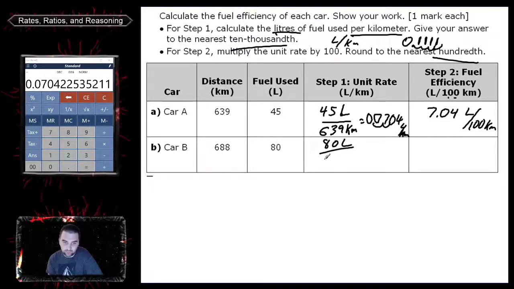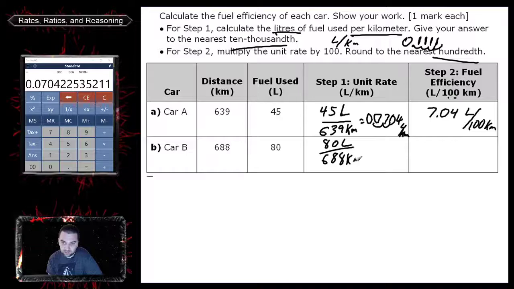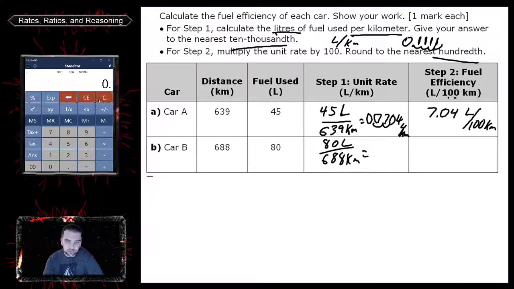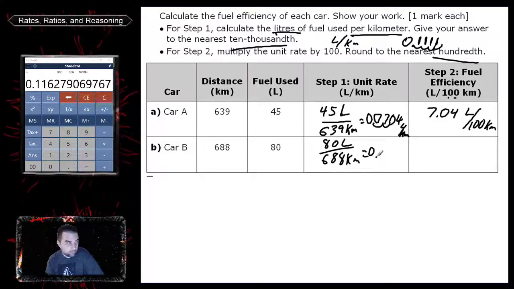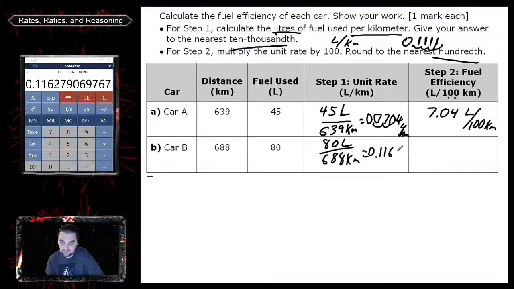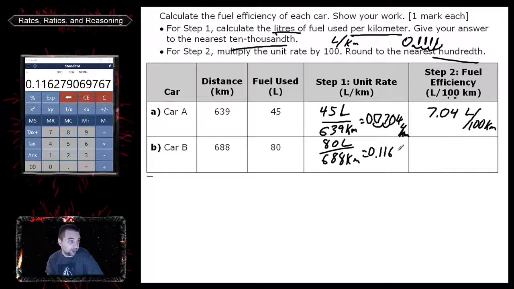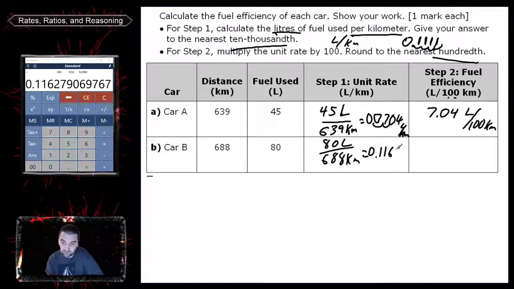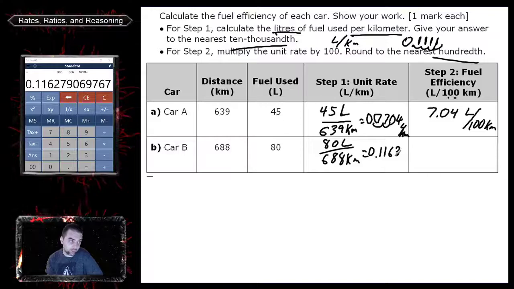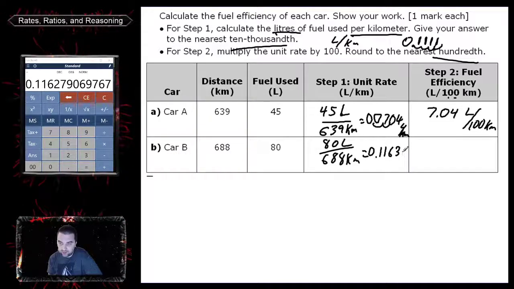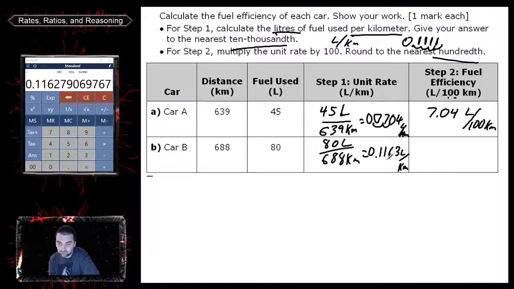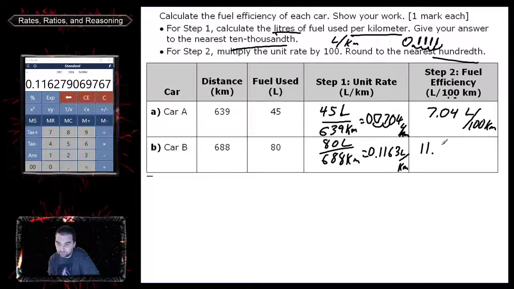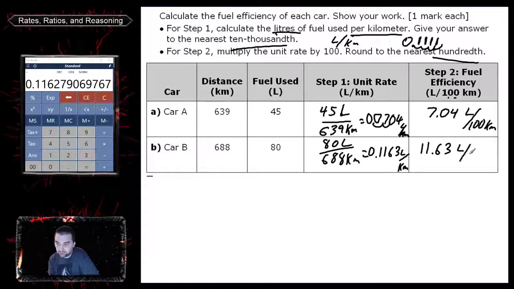80 liters over 688 kilometers. And that's going to be a beautiful number as well. 80 divided by 688 gives me 0.4116 to the 4th spot. I'm getting 627 on the calculator, so I need to round up. That's 1163, not 1162. And that again is liters per kilometer for the unit rate for 1 kilometer. And in step 2 I want per 100 kilometers, so I'm going to move the decimal place 2 over. That gets me 11.63 liters per 100 kilometers.